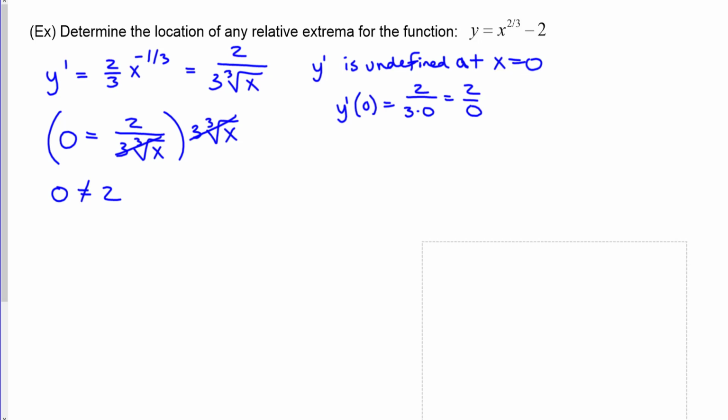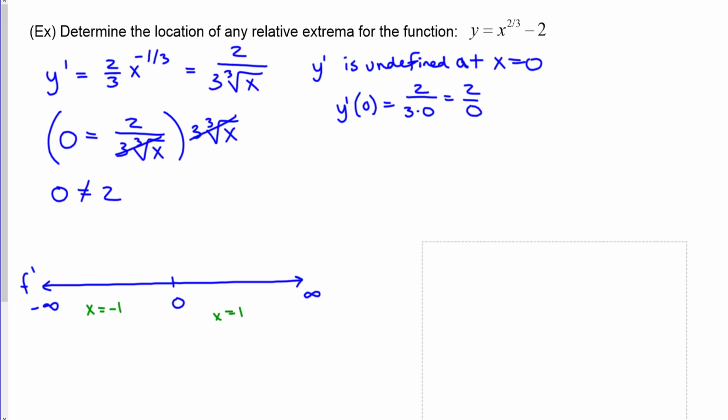Okay? Which means we need to develop our potential places where we could be increasing or decreasing around that point of interest. So I have two intervals, negative infinity to 0 and 0 to infinity, and I need to test those. So my test values, I could use -1 and +1.